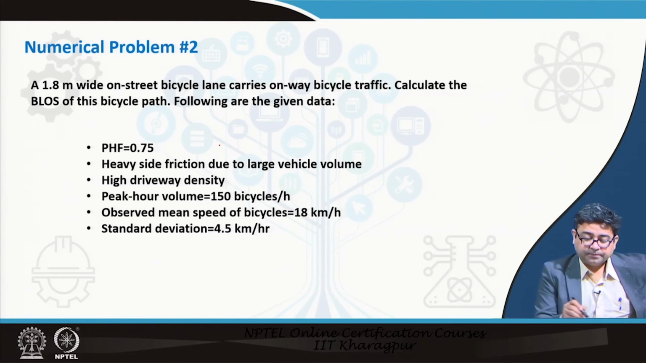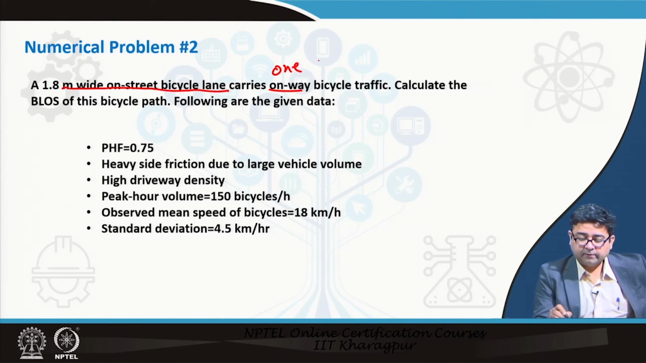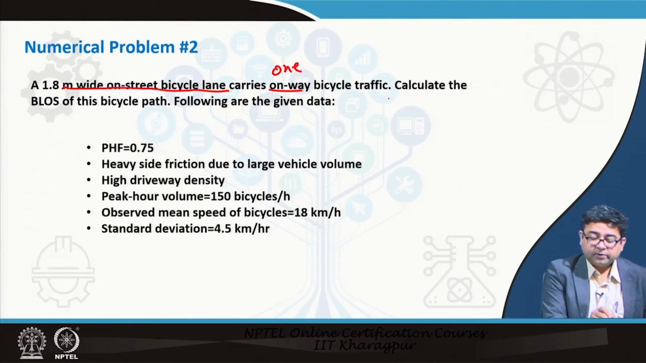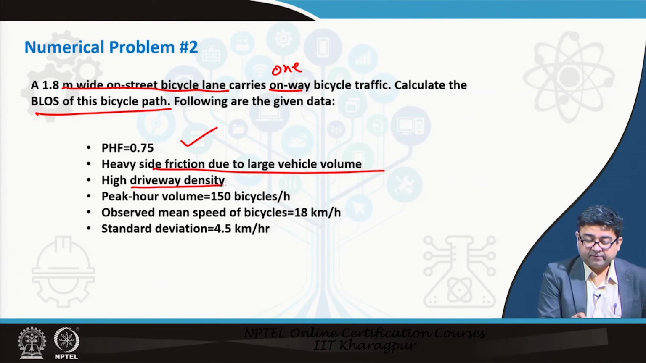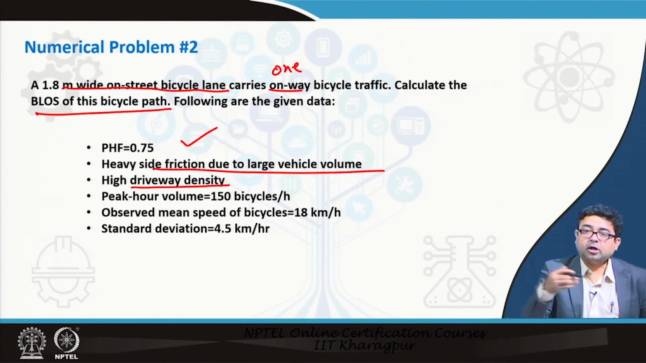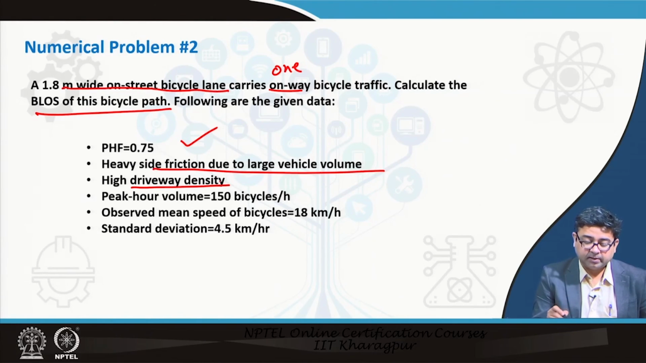The second example is a 1.8 meter wide on street bicycle lane which carries one way bicycle traffic. Now, if you have to calculate the bicycle BLOS given the following inputs, let us see how you can do it. You know the peak hour factor given is 0.75. There is heavy side friction due to large vehicular volume, right? There is high driveway density. High driveway density means there are a lot of land uses that have access points to the main road, which will interrupt the bicycle flow as well.